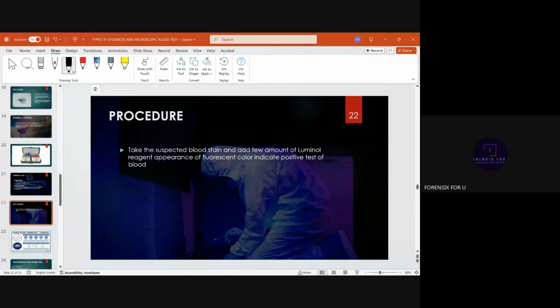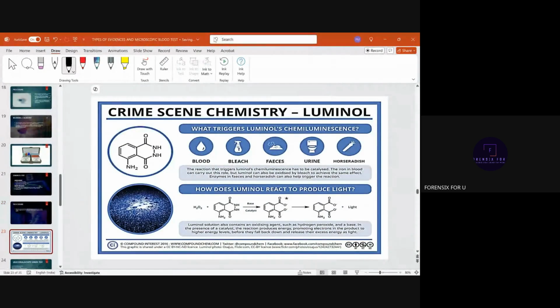You spray the luminol reagent on it, and you will see fluorescence like this. This fluorescence that is happening, this is fluorescence. This is the luminol kit that is there at the crime scene. This is what we have, and this is used for areas where the blood has been washed off and the blood is not visible.